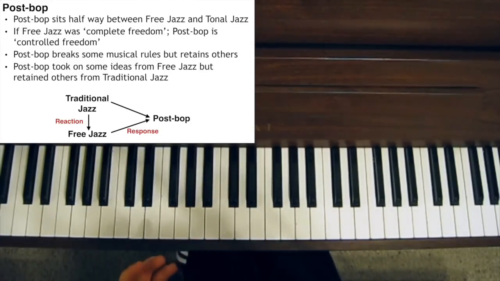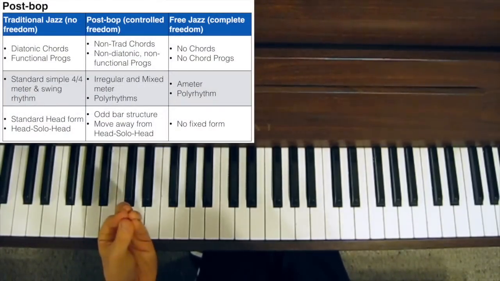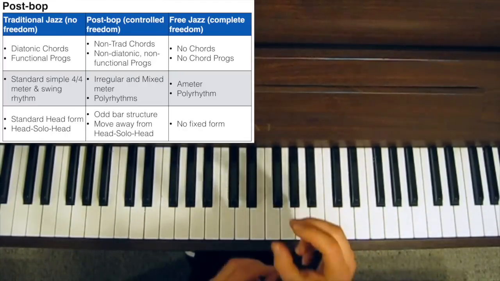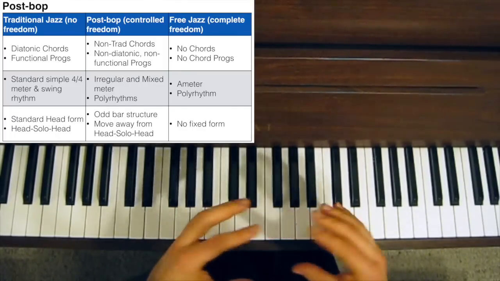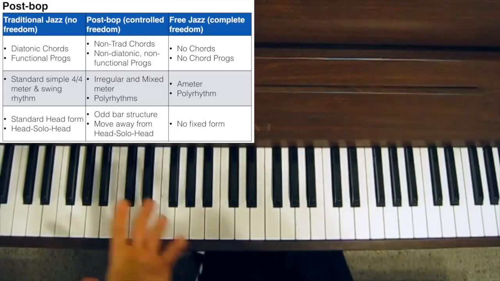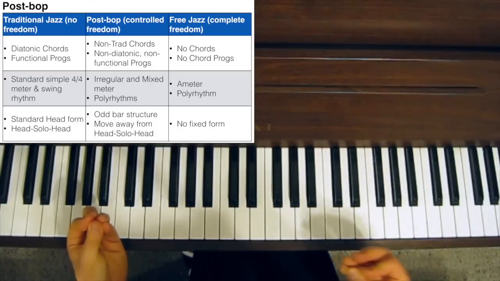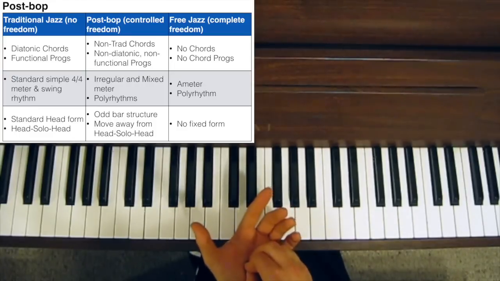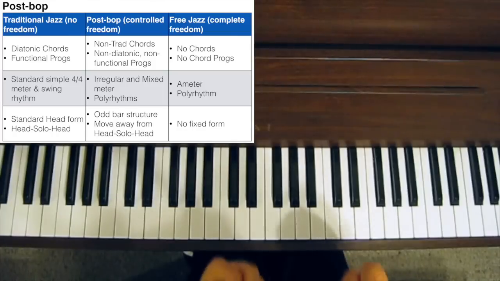So then, just to reiterate again, traditional jazz used standard diatonic chords and functional progressions, while free jazz used no chords and no chord progressions. So post-bop used non-diatonic, non-functional chord progressions, which created some harmonic ambiguity. Traditional jazz used a simple 4/4 time signature with a swing rhythm, while free jazz used a-meter and polyrhythms. So post-bop used irregular and mixed meters with polyrhythms, which created a bit of metric and rhythmic ambiguity.